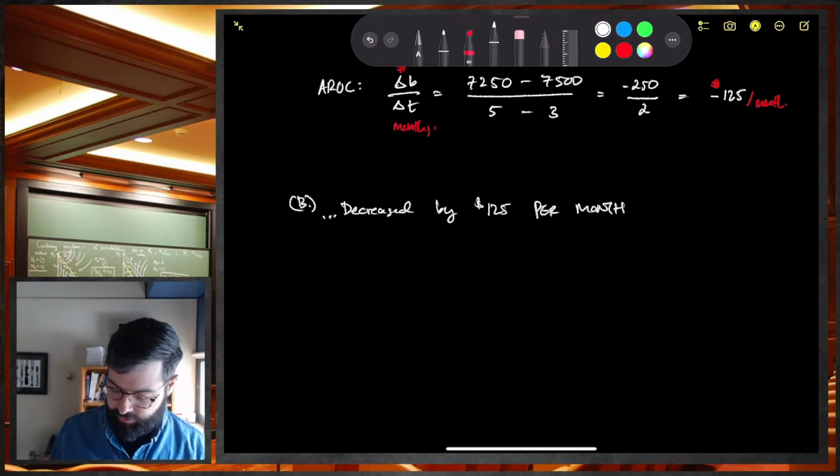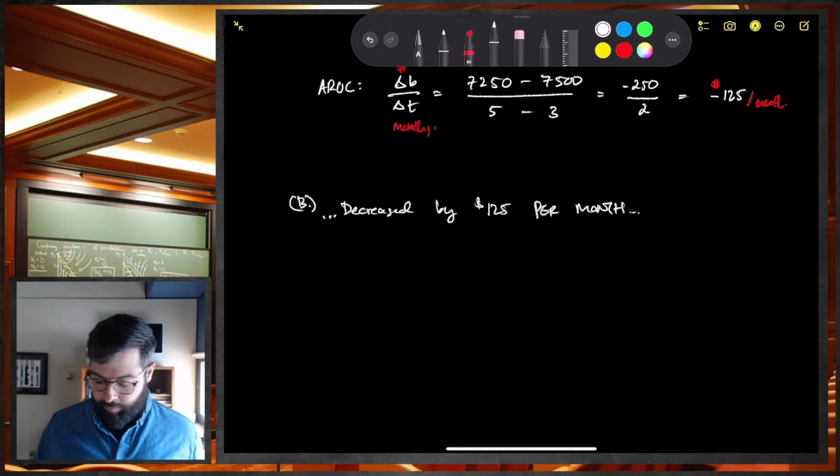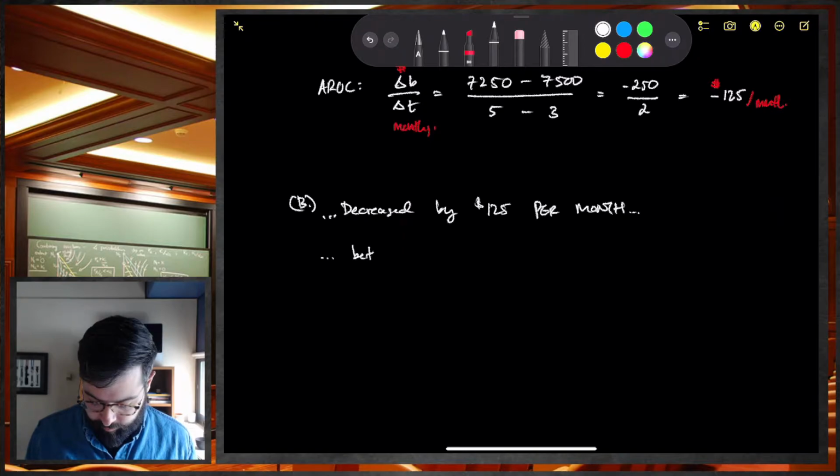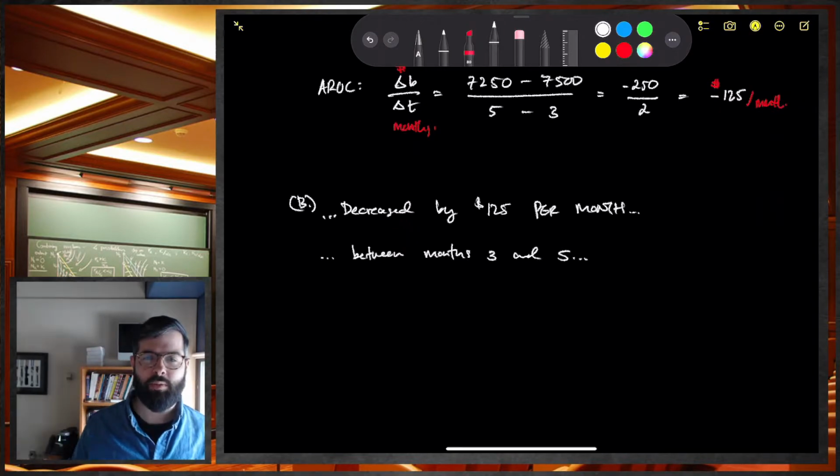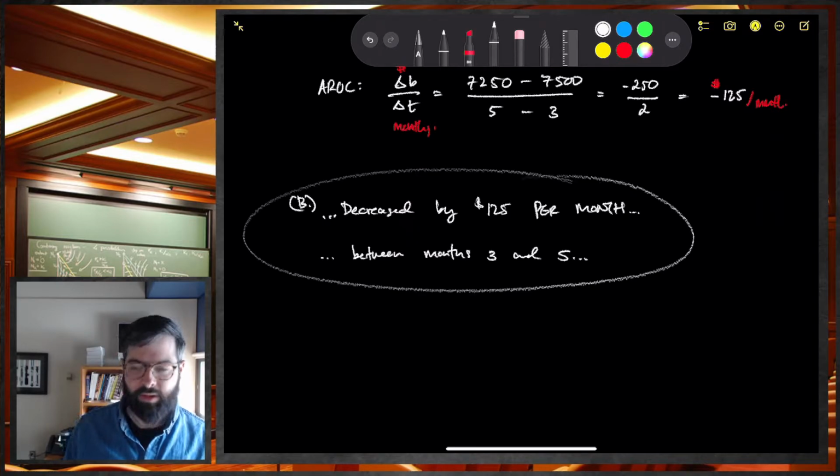So we'll say that's a sentence fragment. And we need to note the time frame too, between months 3 and 5. Or if we knew the dates, right? If we knew that January was month 1, we could say between March and May. But whatever you can do to have a complete thought that has both of those pieces of information in there. So the units and how it's changing, and the fact that it's an average.